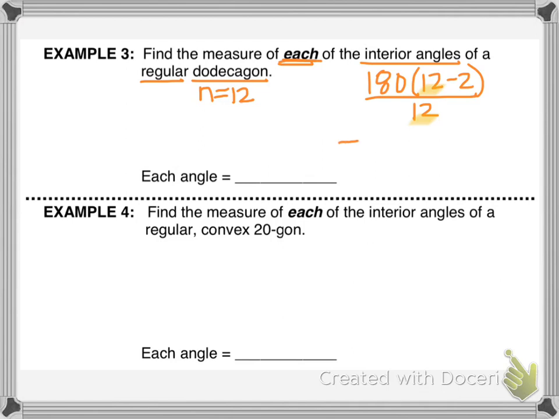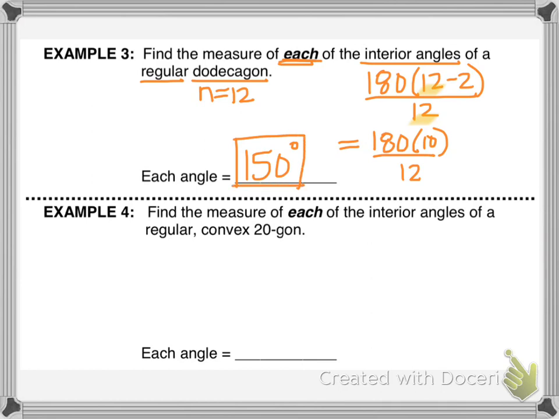All right, let's simplify. 12 minus 2 is 10, so in the top we have 180 times 10 divided by 12. And 180 times 10 divided by 12 is 150 degrees. Okay.